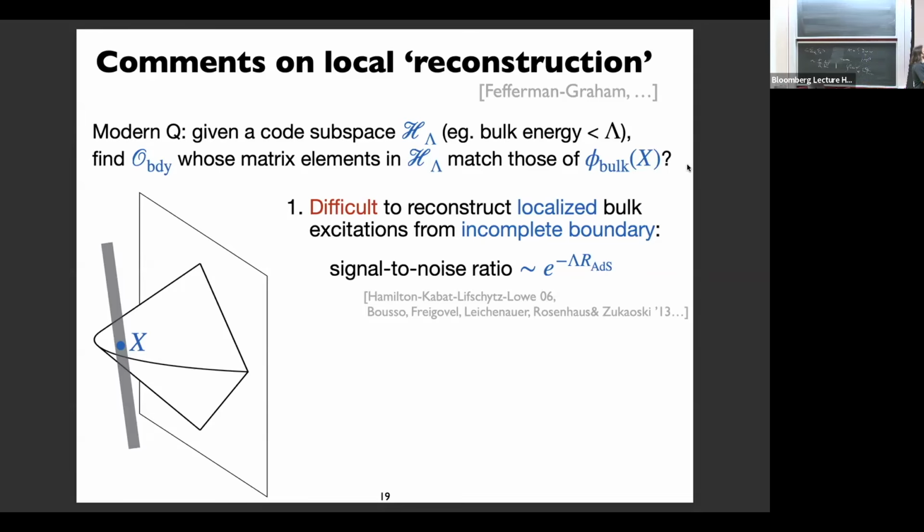And the basic reason is that radial evolution is not like time evolution. It's numerically unstable. It's like solving a diffusion equation backward. And it's easy to see why.